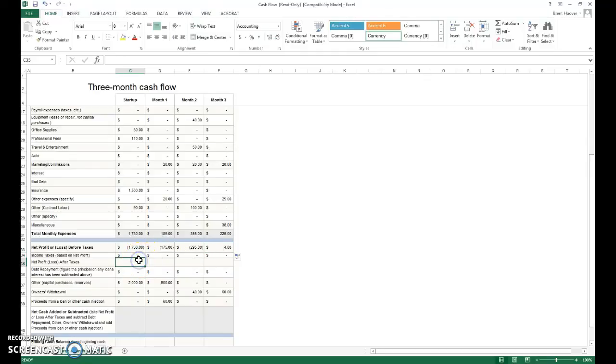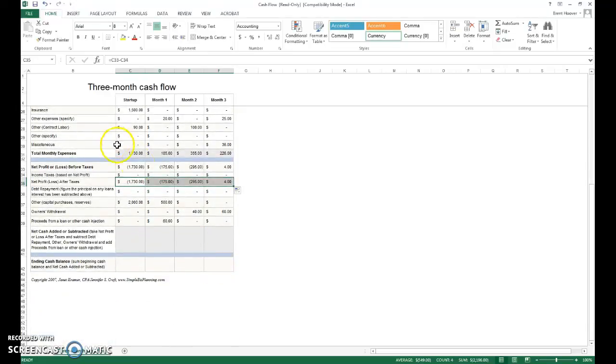Now, here's the thing. We need to figure out the net profit or loss after taxes. All it is is the profit before taxes, minus the actual income taxes you're paying, and you can just drag it over. It's not going to be any different for the moment, but we can change that going on. We have 2 more calculations to create.